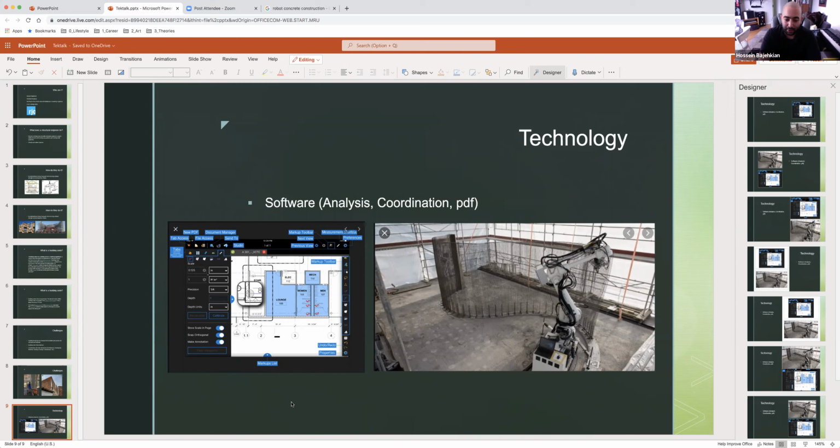use technology to, I guess, communicate and coordinate this information to the designers, to the trades on site, so that we can build more efficiently and more effectively.